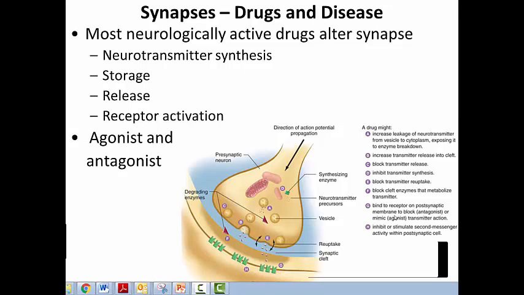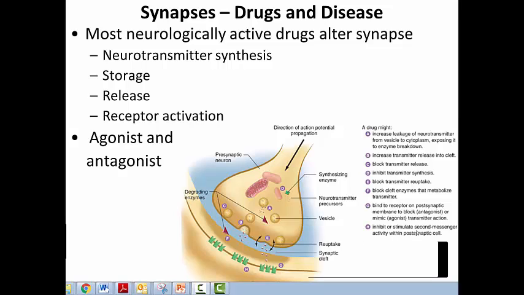One is that the drug could bind and block these receptors. It binds and does not have an effect. That would be an antagonist. Or it could bind and have an effect, just like the natural ligand does. In that case, the drug or toxin would be considered an agonist, as you know.